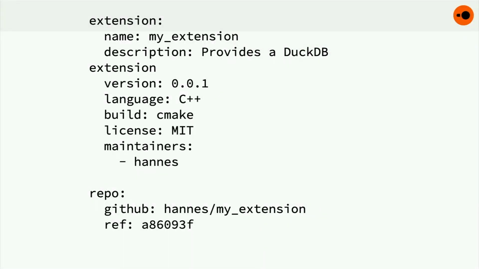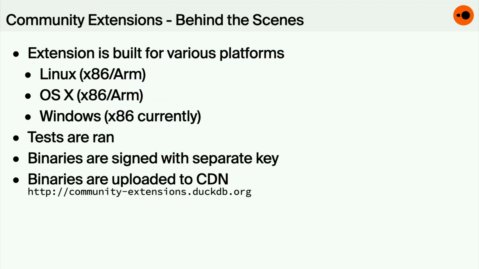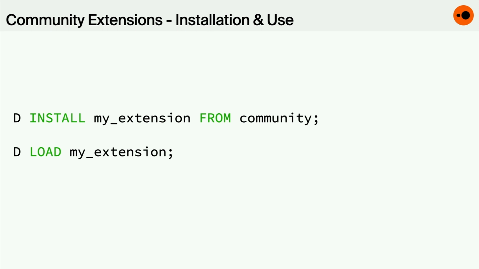So basically, you can send us a pull request with a YAML file that just points to a GitHub repository for a DuckDB extension. And once this is merged into the DuckDB community extension repo, we will do the same thing as Homebrew and start building it. We build your extension for all the platforms. They are signed with a community key and uploaded to our CDN, which means that all the people can download them.